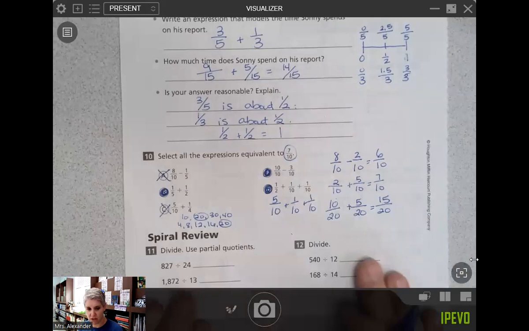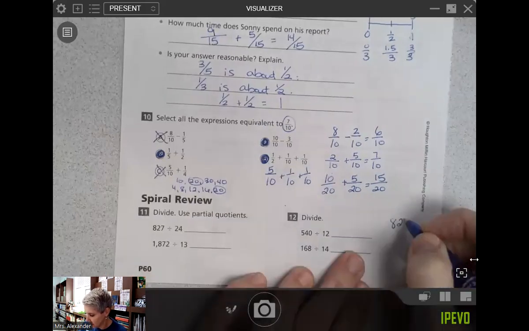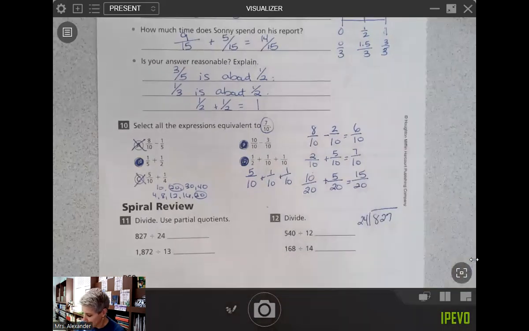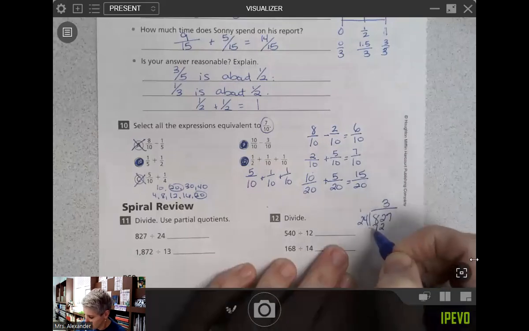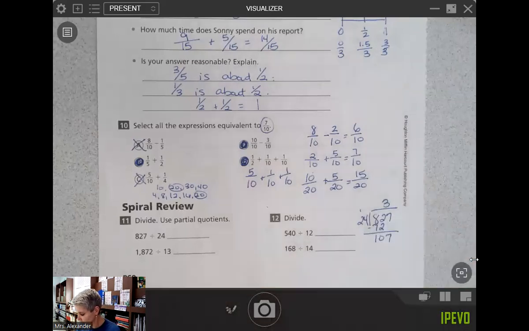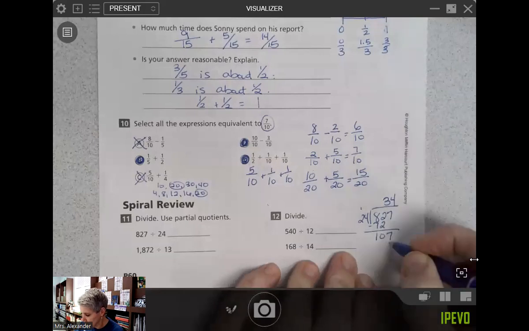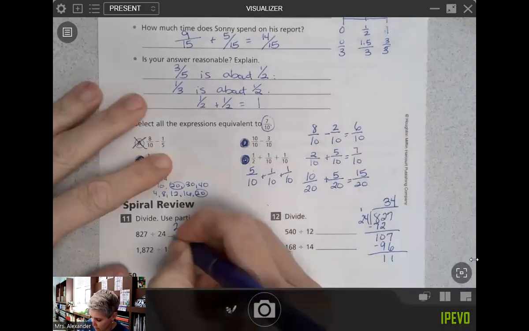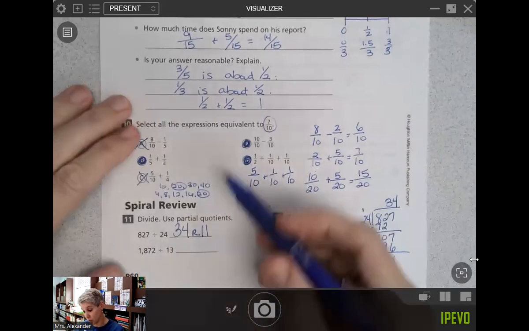We have spiral review for division. 827 divided by 24. Let's see, let's go with a 3 here. 72. When I subtract, I'm left with 107. I'm going to go with a 4 here. 96. I'm going to be left with 11 again. So I'm going to say 34, remainder 11 for the first one of number 11.